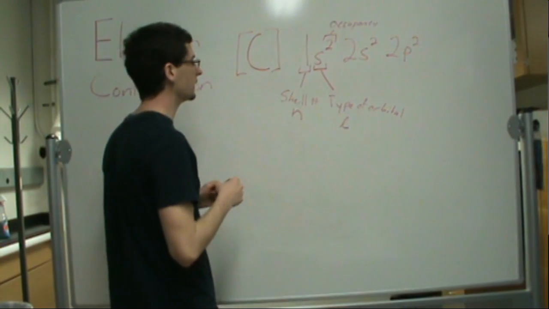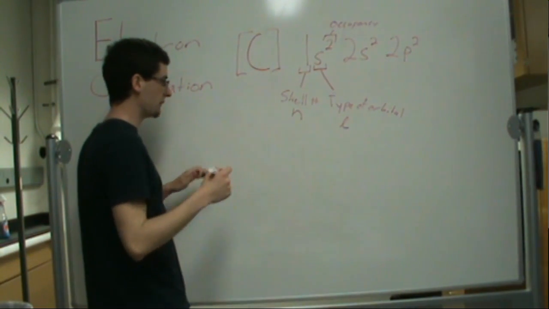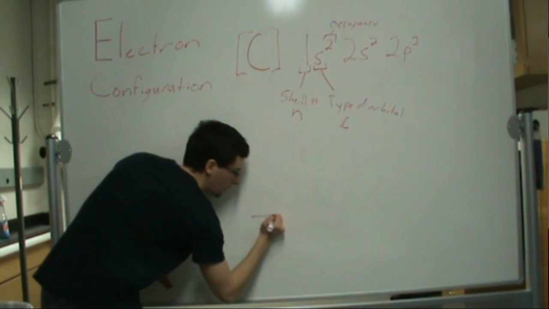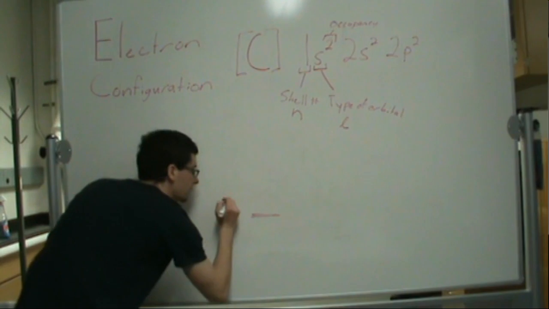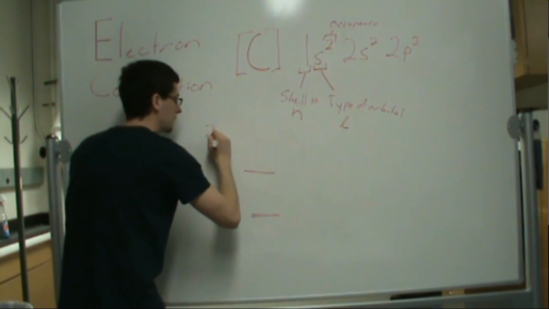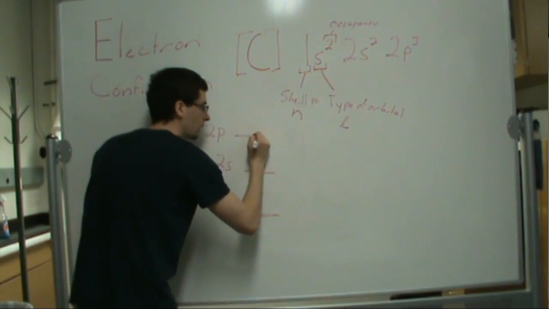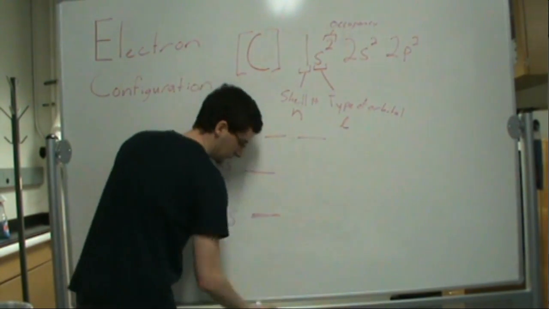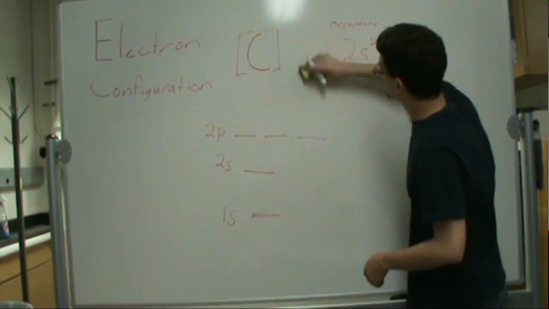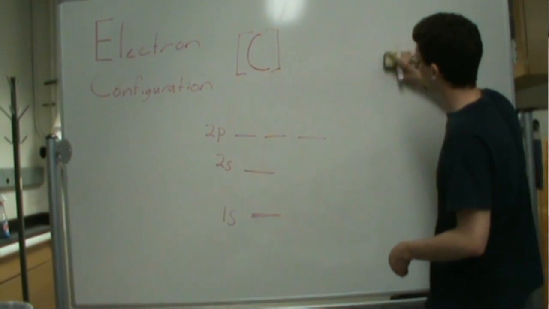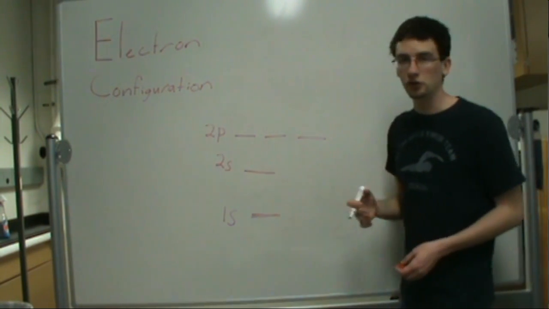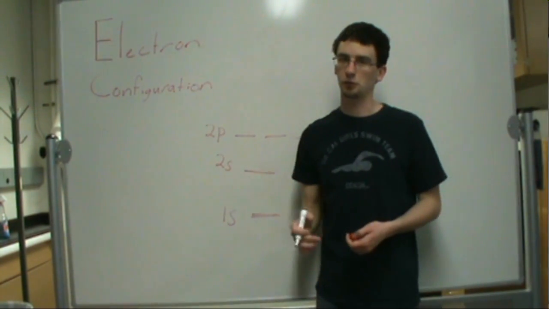Now you may see a diagram that is similar to this, where you would have the 1s down here, then the 2s, then the 2p. Now let's talk about this for a little bit. I'm going to erase this stuff up top. What this is called is an electron configuration diagram. The way you're meant to draw these is with Hund's rule and the Pauli exclusion principle in mind.